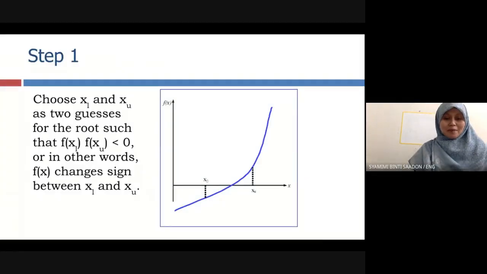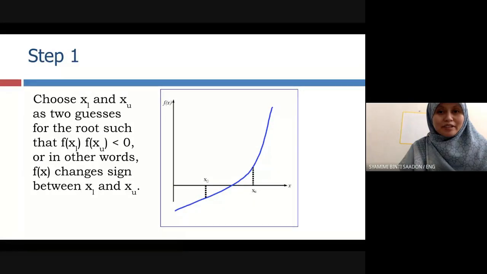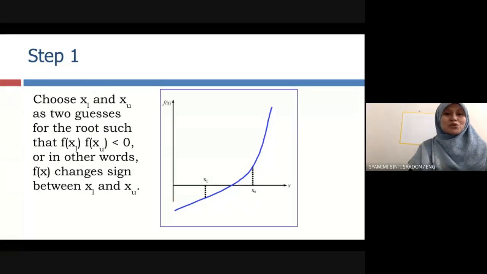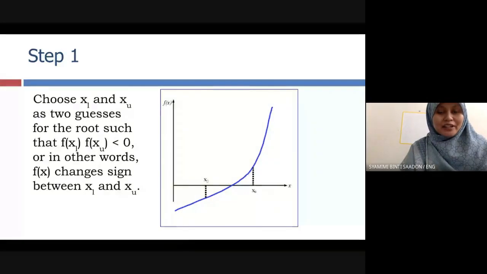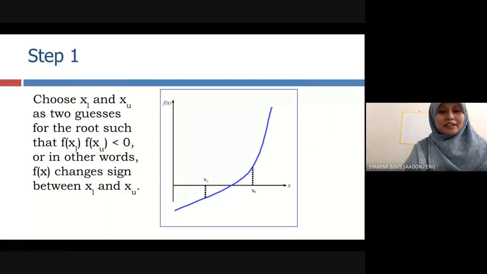So the procedure for the bisection method. I think you are already familiar with the method. I think you have done it maybe in your foundation or SPM. Step one is to choose the interval. We call the interval XL and XU. XL is the lower interval x, and XU is the upper interval. We assume XL here and XU.